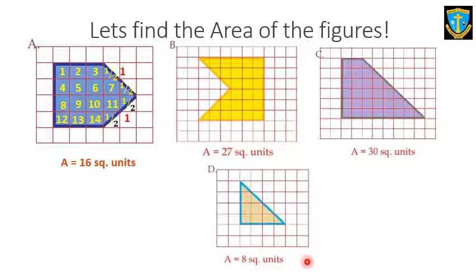So this is the counting method, where the units are not given and you count the squares to find the area of the particular shape which is given to you.